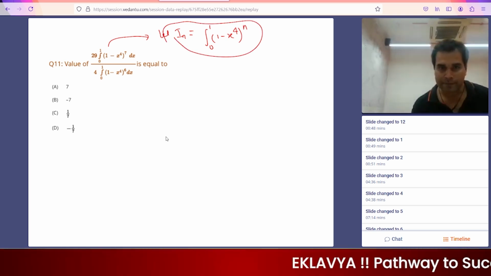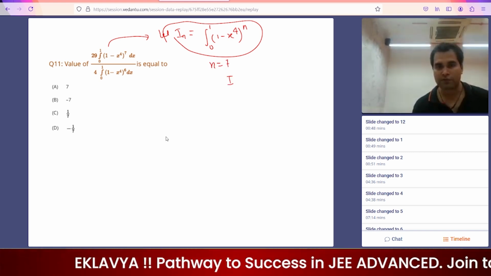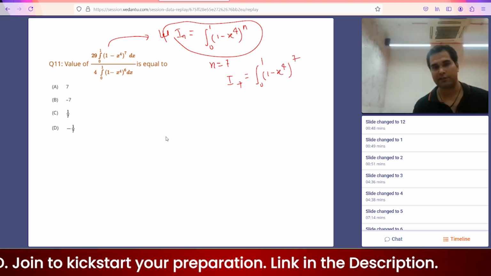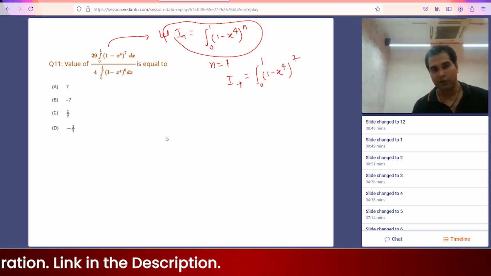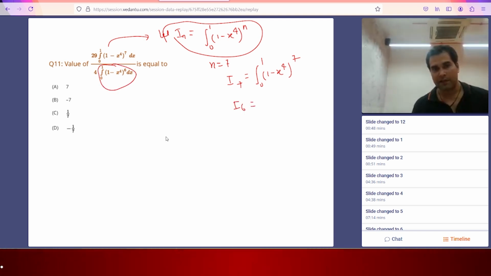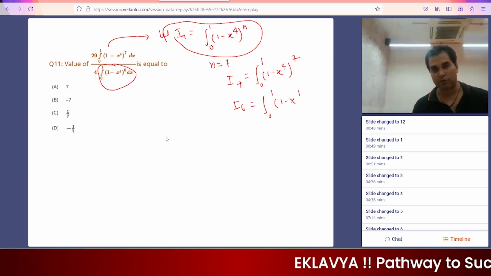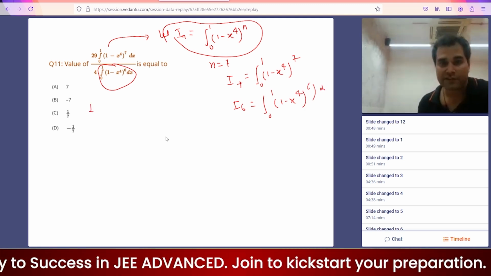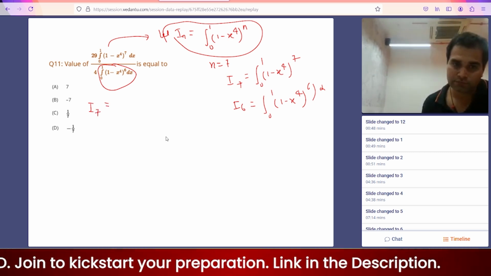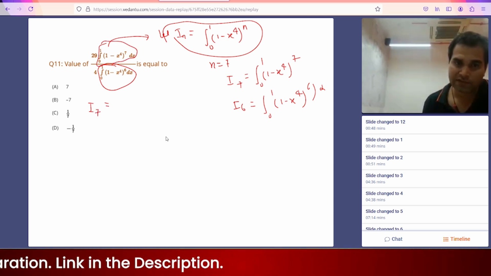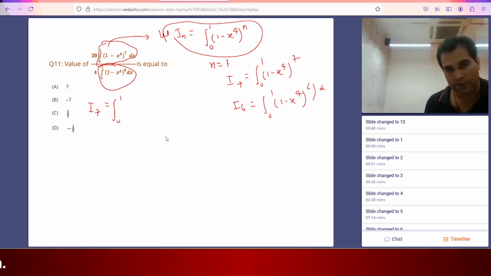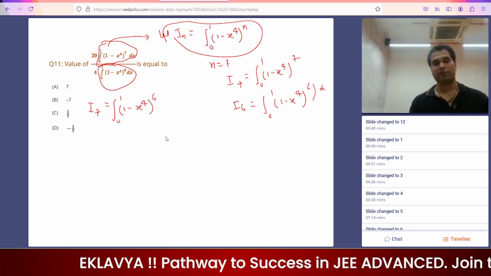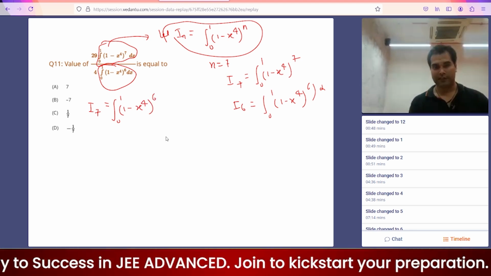Here, if we put n equal to 7, we get I_7 equal to the integral from 0 to 1 of (1 minus x^4) to the power 7. And in the numerator we see I_6, because the integral from 0 to 1 of (1 minus x^4) to the power of 6 dx. Now, let's start solving this I_7, because this is written as I_7, the integral from 0 to 1 of (1 minus x^4) raised to the power of 6.